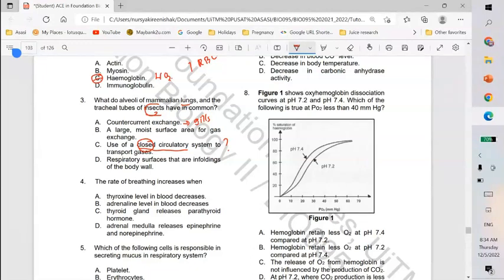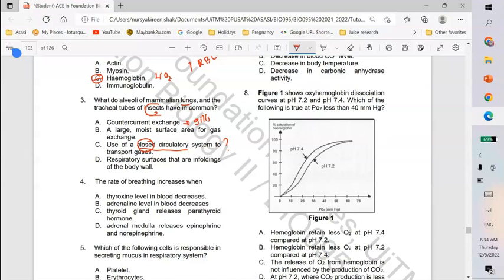Large surface area, kan? Kalau macam alveolus in the lung, ada banyak alveolus that is highly folded, okay, and then it is surrounded by many blood capillaries. So sama juga dengan gills, dia ada banyak lamella, kan? Sama juga dengan tracheal system in insects, dia ada banyak branching of tracheal tubes tu kan, ha? So dia kena ada large surface area, and then it must be moist.